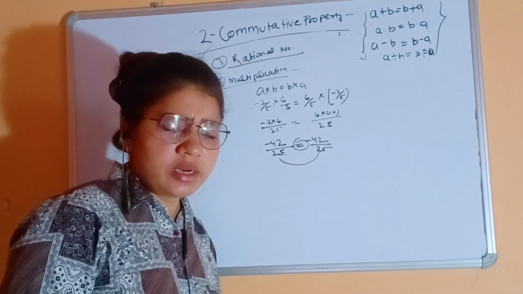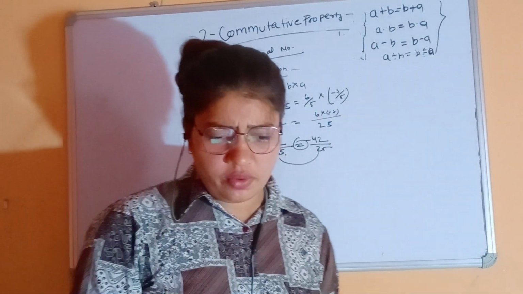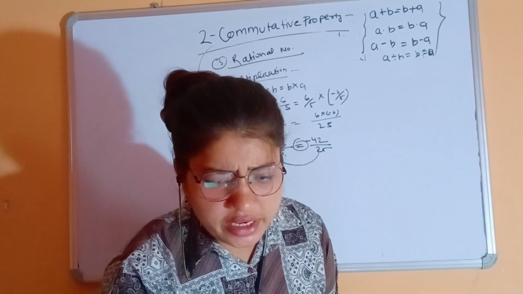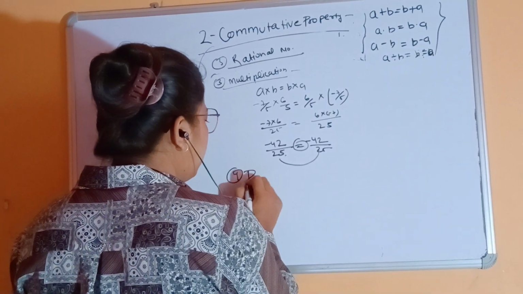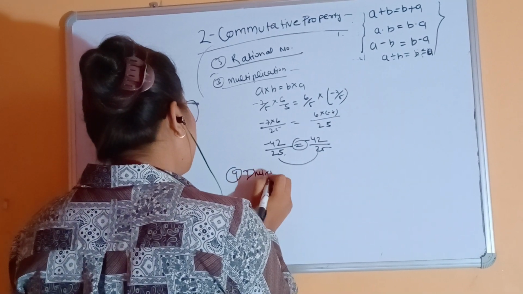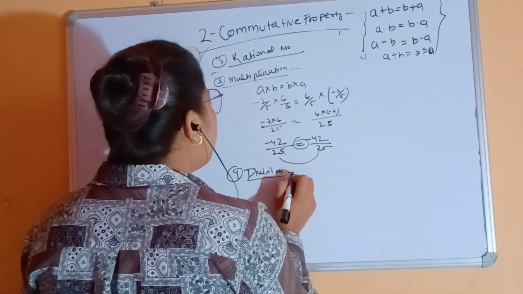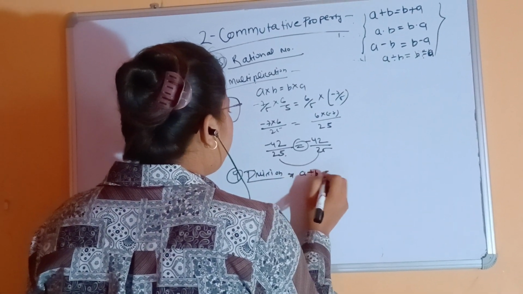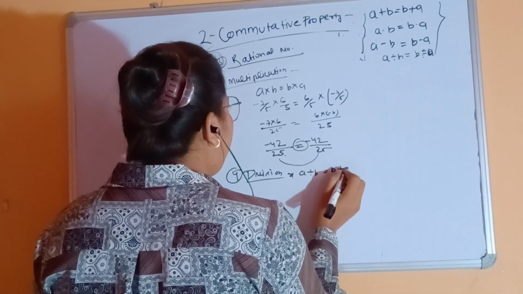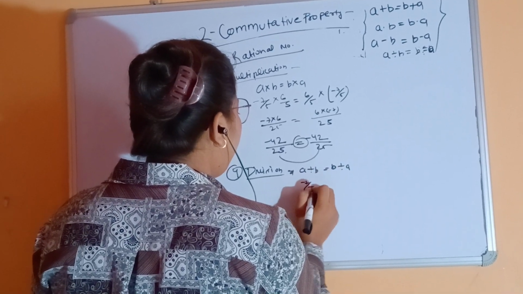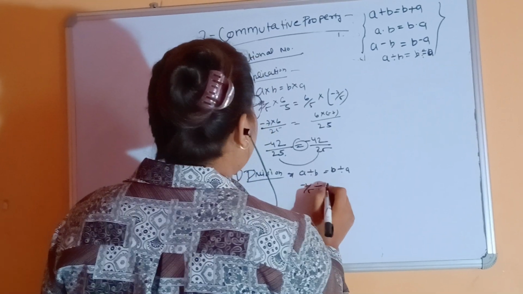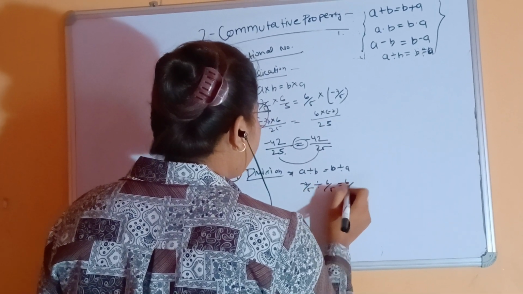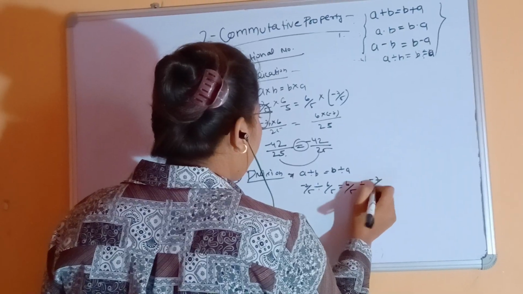So the multiplication property holds in commutative. The last operation is division. Same example: A divided by B is equal to B divided by A. That means minus 7 by 5 divided by 6 by 5, and here 6 by 5 divided by minus 7 by 5.